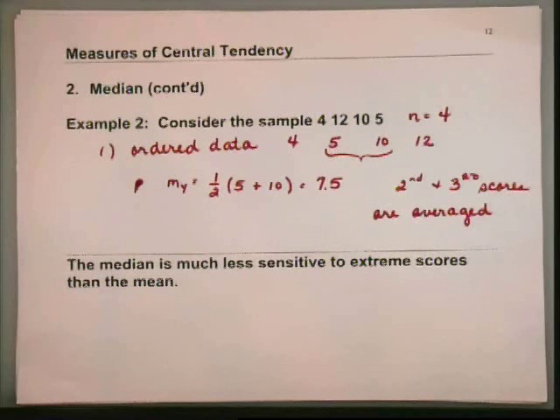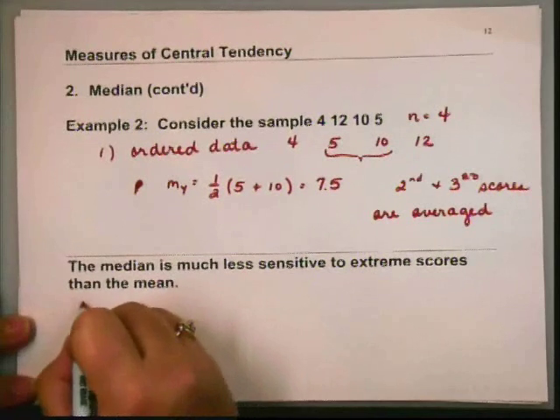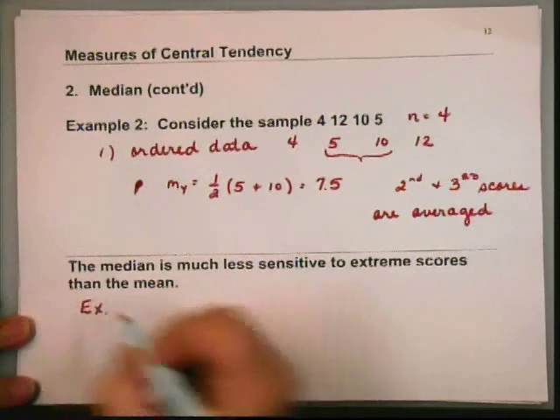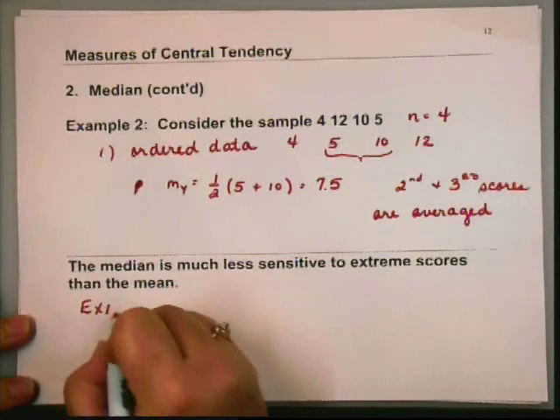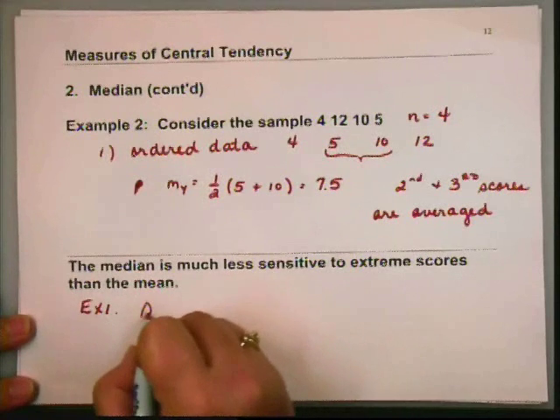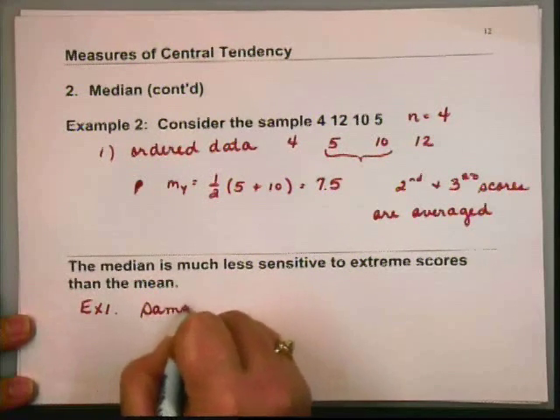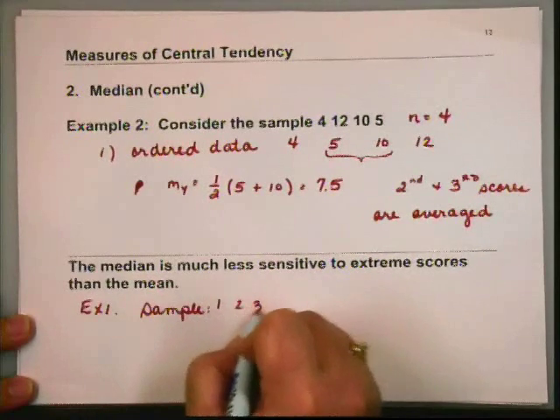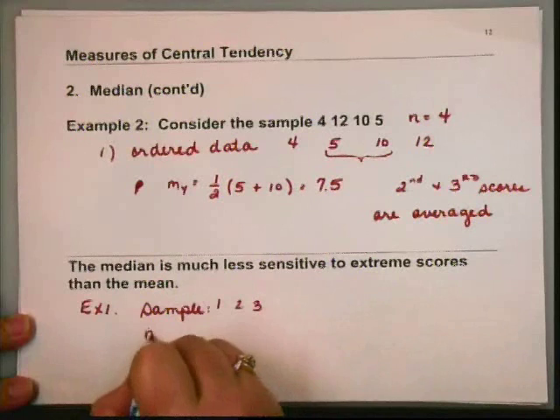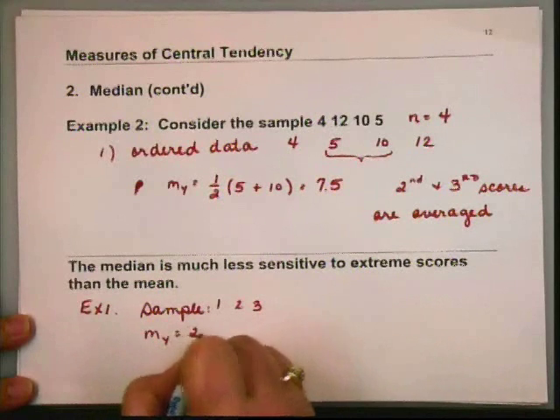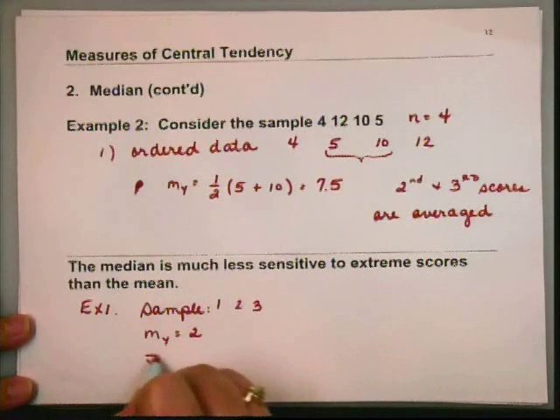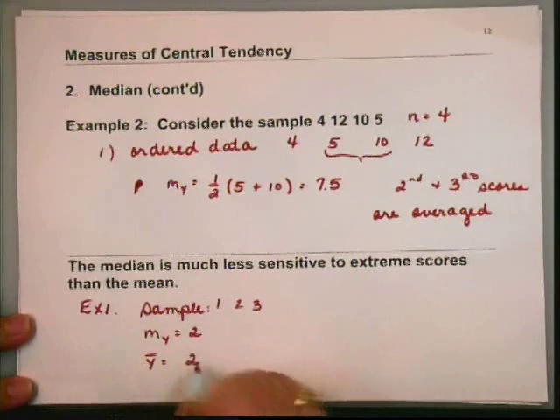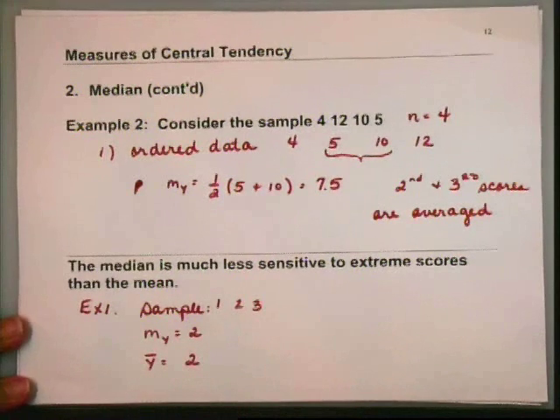The median is much less sensitive to extreme scores than the mean. And so let's look at an example. Suppose my sample consists of values 1, 2, and 3. So here, the median is equal to 2, and the mean is equal to 2. Kept the math simple, right?